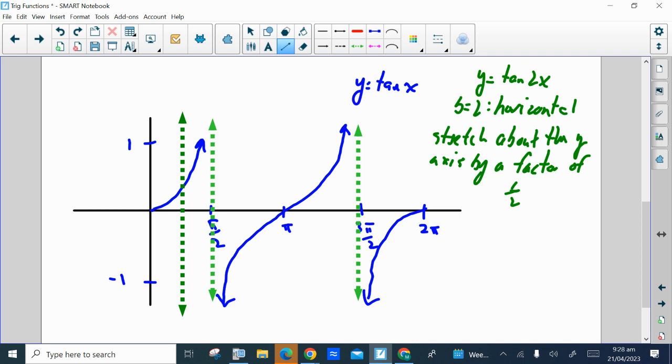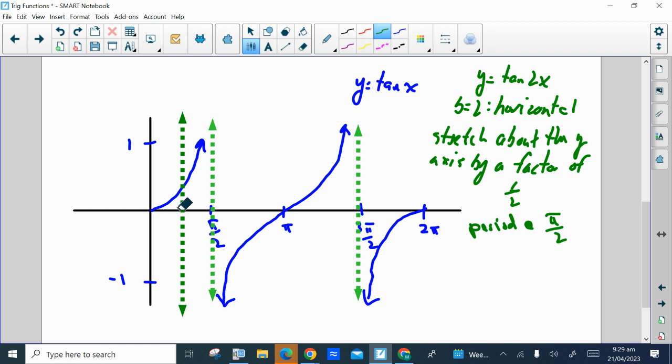Now the asymptotes for tangent are pi radians apart, because that's the period. This one here will be pi over 2 radians apart. So if we start at pi on 4, and we add another pi on 2 onto that, pi on 2 is 2 pi on 4. So again, what I'm talking about is the period here. So let's write this out. The period for this graph will be every pi on 2.